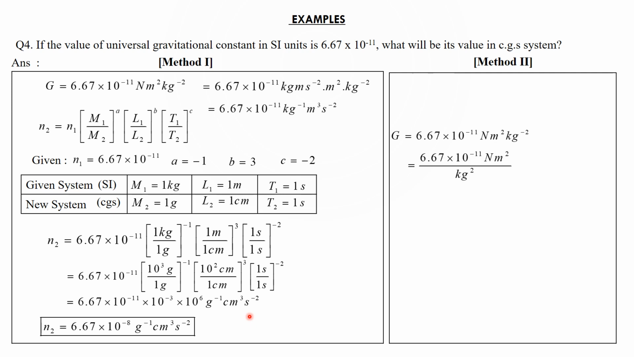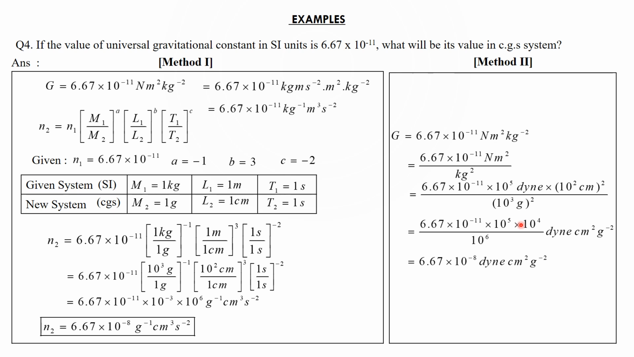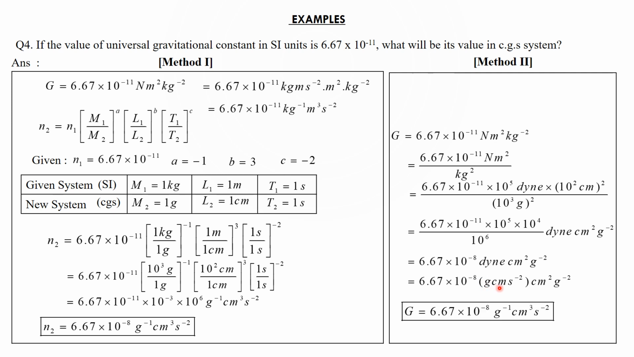It can be written as 6.67 into 10 to the power of minus 11 Newton meter square upon kg square, that is kg square written in denominator. Now we know 1 Newton is 10 to the power of 5 dyne. We put the value. 1 meter is 10 to the power of 2 centimeter, and 1 kg is 10 to the power of 3 grams. Then we solve it, and after solving, this is the answer that we are getting, and you can see it's the same. Also, we have written dyne in terms of gram centimeter per second square, and on solving we get the same result in the same system units.